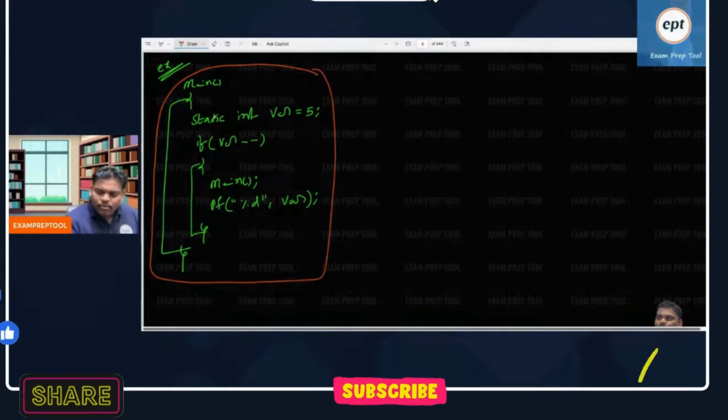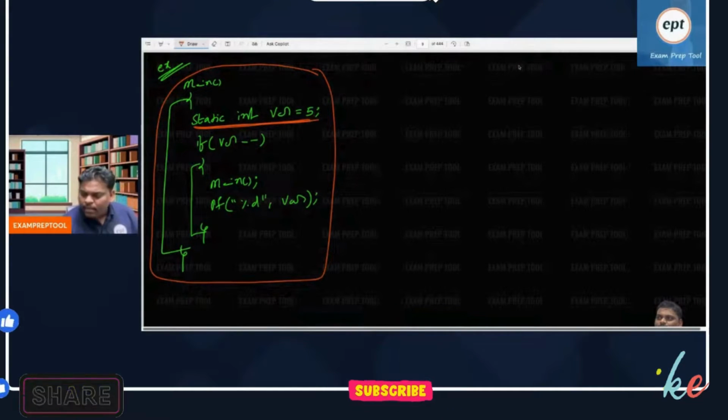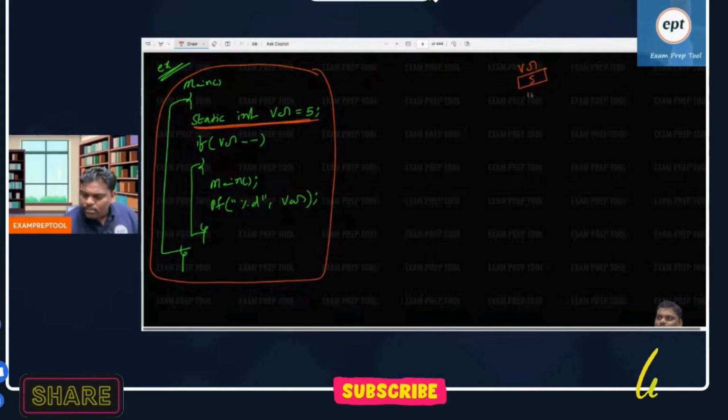For a static variable, memory will be allocated. When we compile this program, memory is allocated for the static variable. Let me allocate: where value 5, address 1000. Memory is allocated at compile time itself.